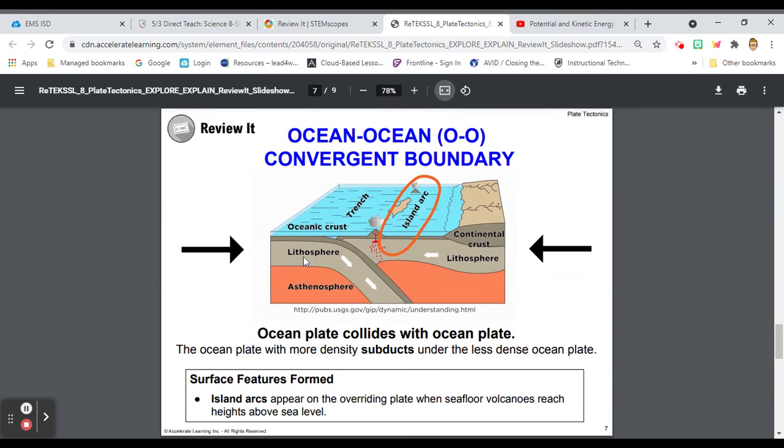Another type of convergent boundary is when oceanic crust collides with another oceanic crust. And it's going to form oceanic trenches and specifically island arcs, where seafloor volcanoes are formed.